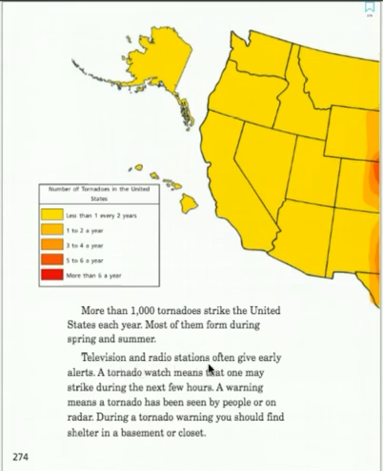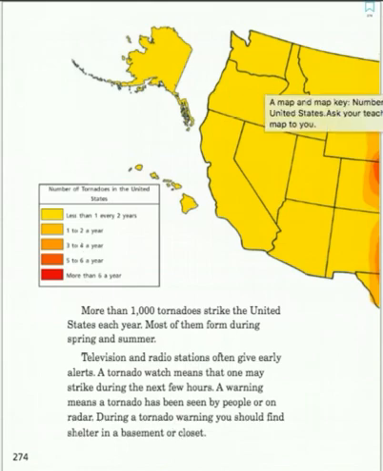Television and radio stations often give early alerts. A tornado watch means that one may strike during the next few hours. A warning means a tornado has been seen by people or on the radar. During a tornado warning, you should find shelter in a basement or closet.